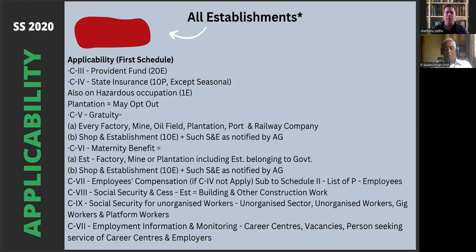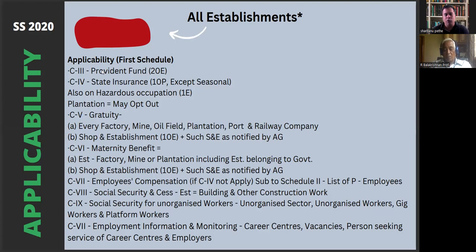Now, maternity benefit, that is chapter number 6. Maternity benefit will be applicable to all establishments which are factories, mines, plantations, including establishments belonging to government, and shops and establishments if there are 10 or more employees, and such shops and establishments as notified by the appropriate government. So you can see that even small shops with 10 or more persons are covered. This chapter will be applicable, and you have to provide all the maternity benefits to women.